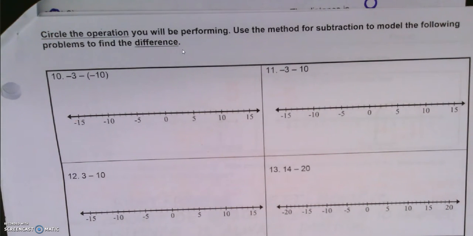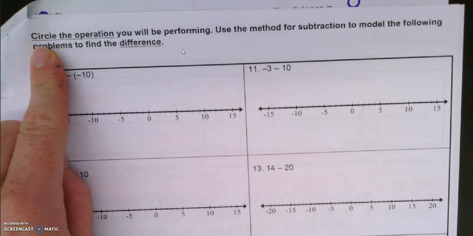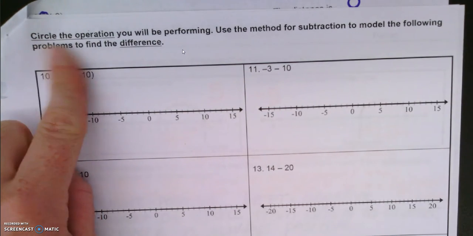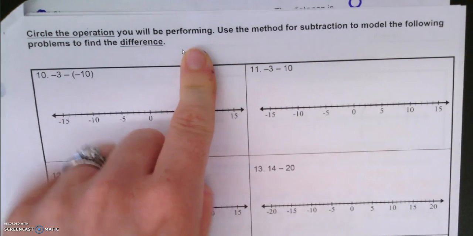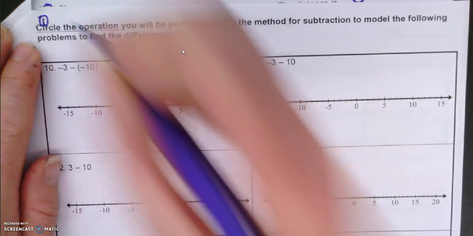Let's finish up this lesson. Let's finish up 2.1D. We're on page 26. Let's read the directions together. Are you tracking? Thank you. Circle the operation you will be performing. That's the first thing I want you to do, is circle.